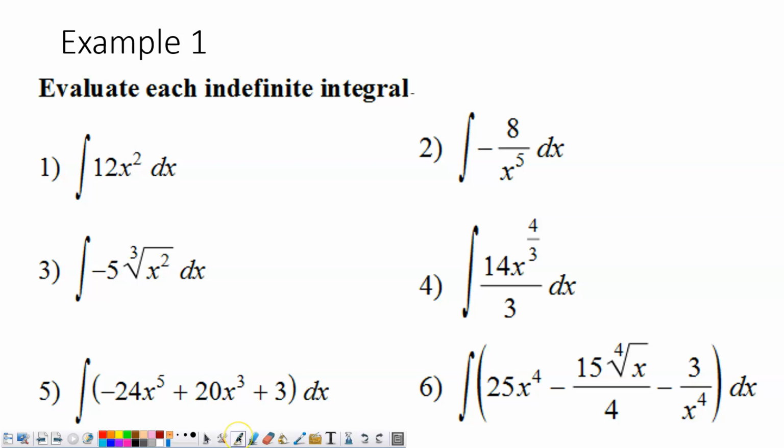My integrand is 12x squared. I'm integrating with respect to x, and I know that I'm integrating because I have my integral symbol there. Now, interpretation: this is a derivative. What was the function before I found its derivative? Here's the process. We're going to add 1 to the power, and then we're going to divide by that number. And don't forget your plus C.